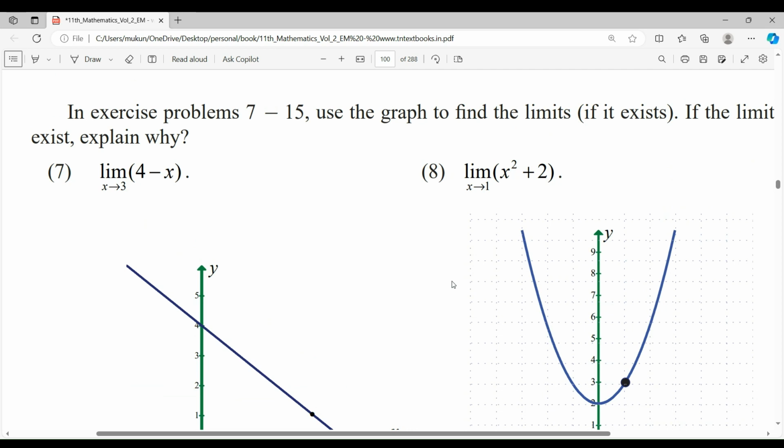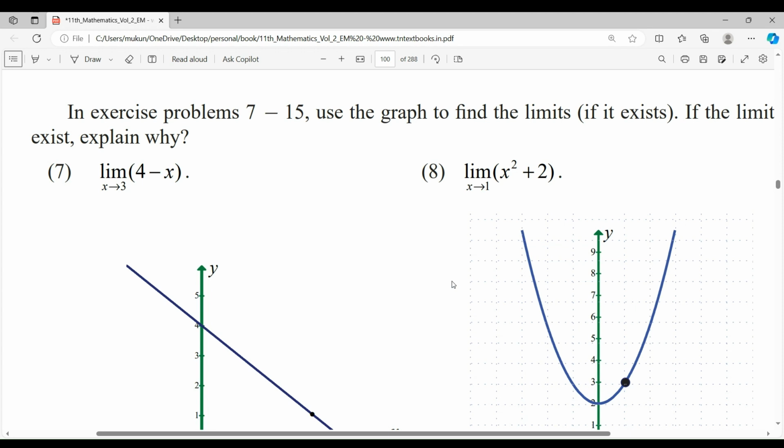So today we're going to look at a few examples on how to use the graph to find the limits, right? In my previous video we saw a few problems on limits. Those were very simple problems. Whatever we're going to see today is also going to be very simple when it comes to understanding limits.